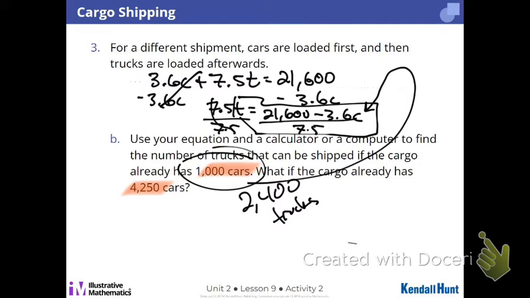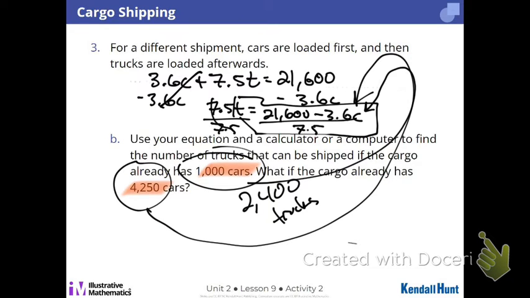All right, now we've got to do another one. 4,250, put it in for here. And here's the cool thing: depending on your calculator, you don't have to retype that in. You can go up to what you already typed and just change that one number. So I got 6,300 for trucks divided by 7.5 per truck. I can do 840 trucks in this case.